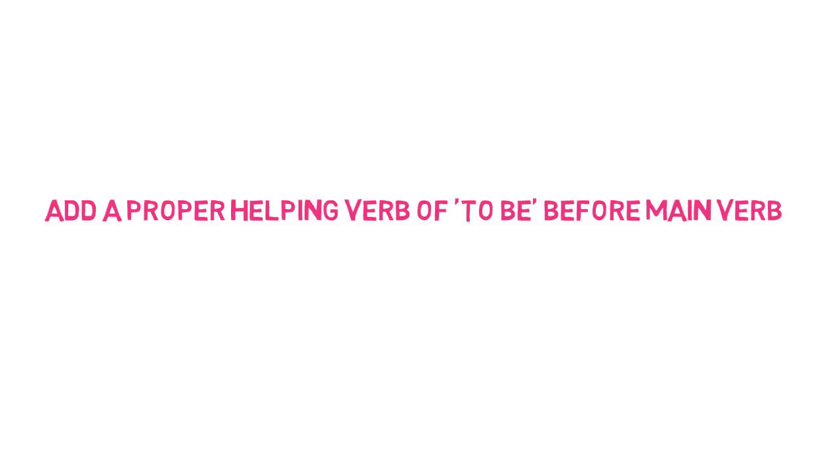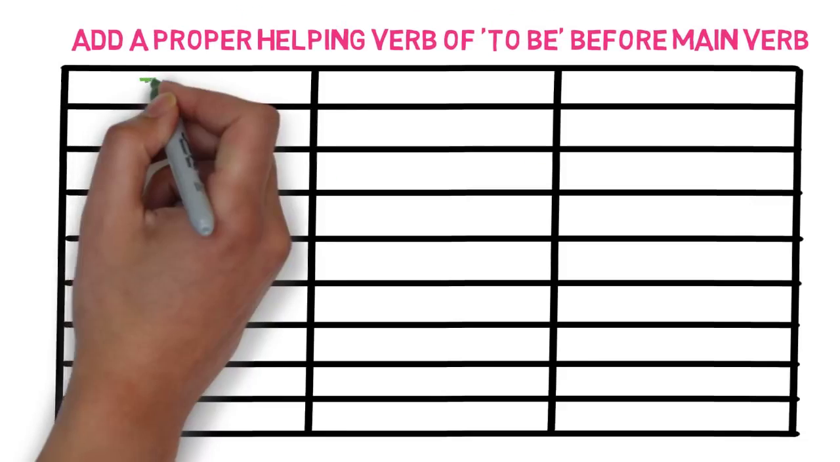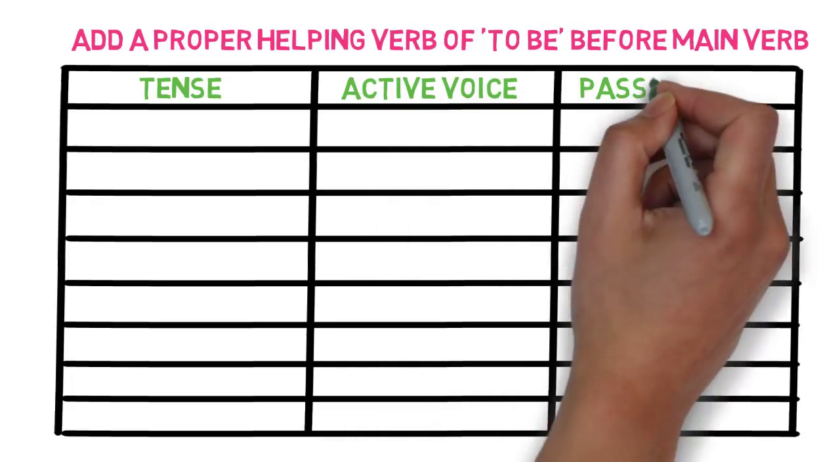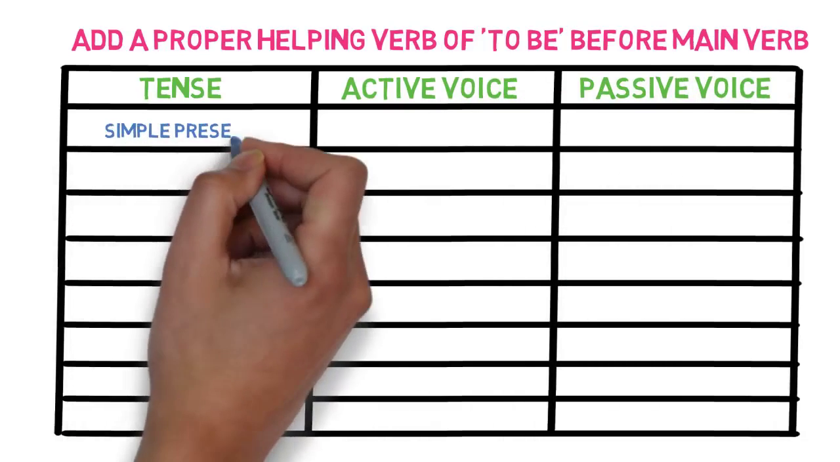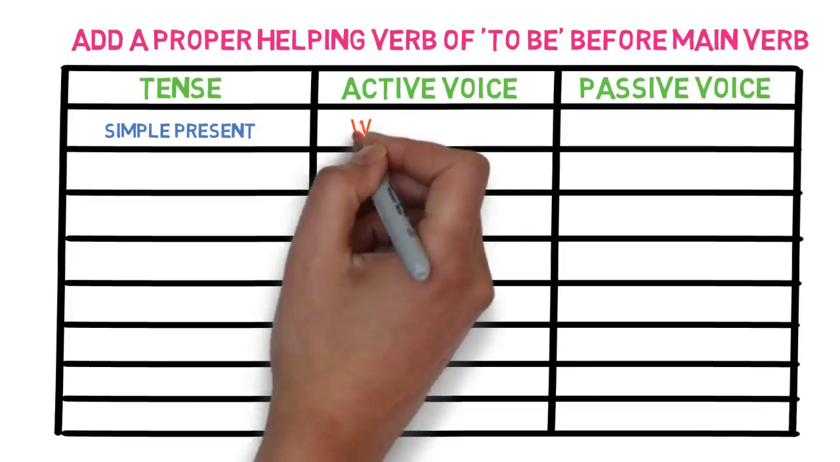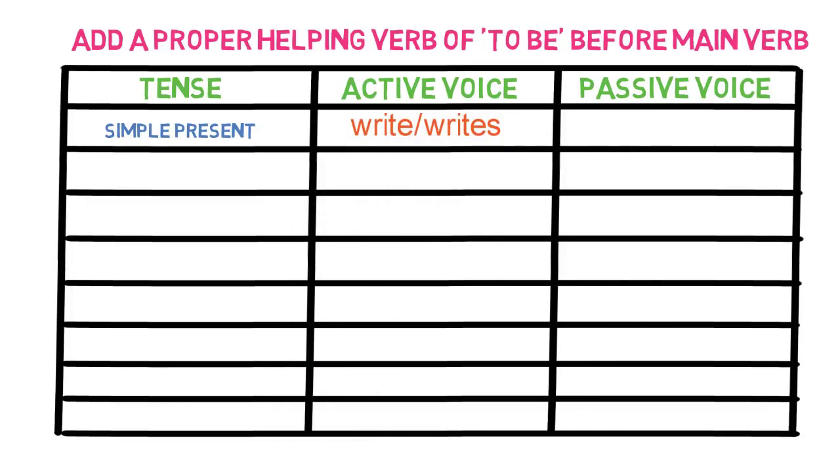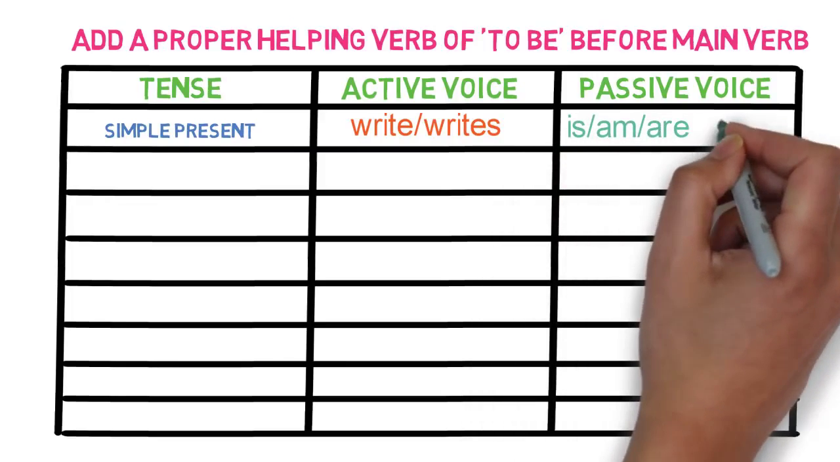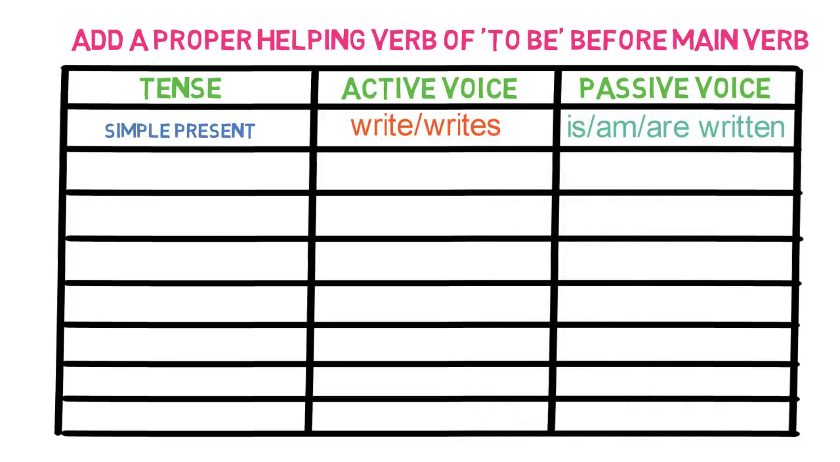This helping verb is decided based on tenses. With an example of main verb write, let's look into the different helping verbs as per the tenses one by one which we need to learn. Simple present. Here in active voice we have verb's first form, write or writes, while in passive voice we add is or am or are, depending on whether the object is singular or plural, and written.